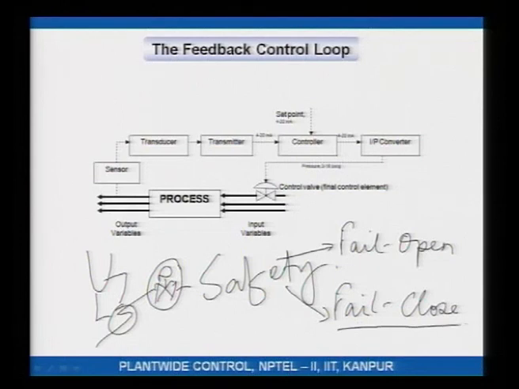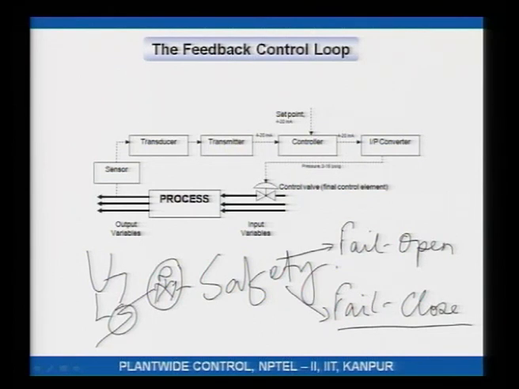Well, safety dictates if the air supply is failing, the valve should actually close so that too much heat is not supplied to the reboiler and it does not get burnt, right. So, this valve should be fail close. If the air supply fails, the valve should close. What is an example of a fail open valve?